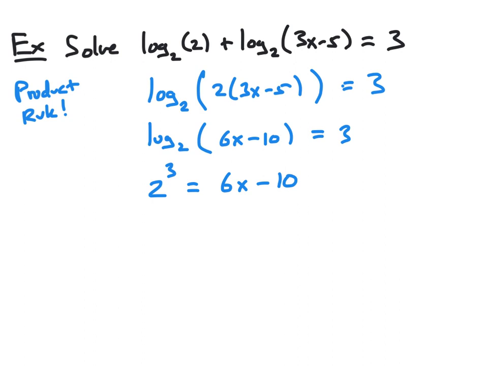We'll solve for x by adding 10 to both sides, so we'll get 18 equals 6x, and dividing by 6, we get an x value equal to 3.